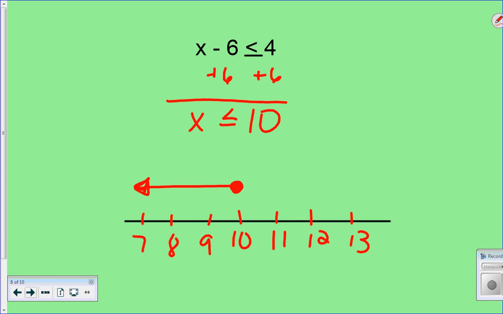A better arrow than that. The other way, from last time? Yep, the way from last time. Which way does it go? Well, you have to say to yourself, if x is less than 10, what are some things x can be? 9, 8, 7, 6, those are all less than 10, right? That's the way your arrow goes on your number line, towards those numbers.